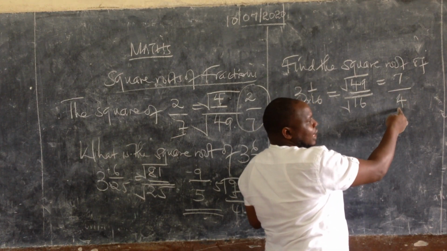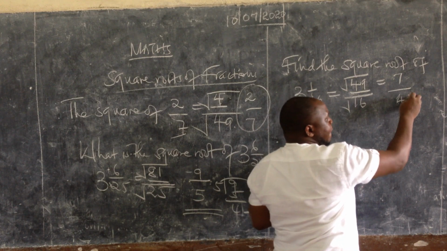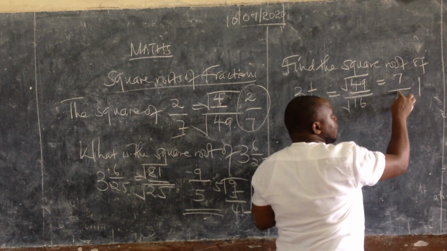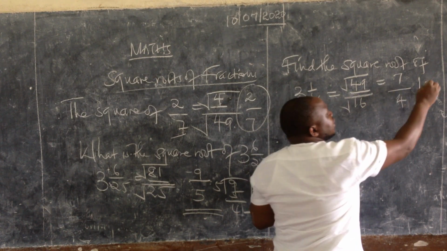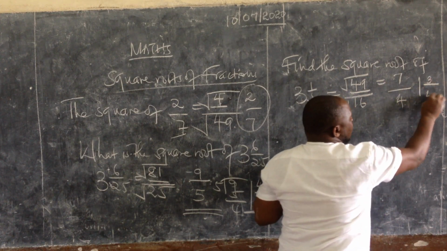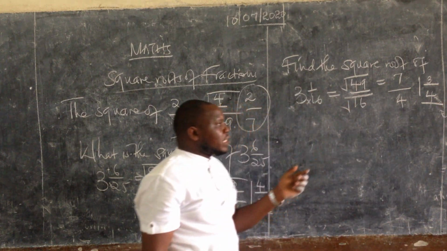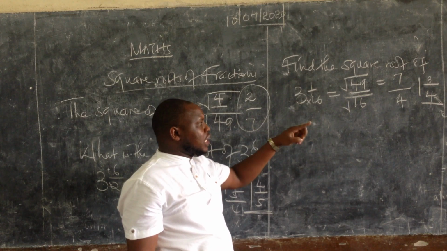But you cannot leave it like this, Lana. We are supposed to divide. So 4 gets into 7 one time, you get 4. So 7 minus 4 is 3. The remainder is 3 over 4. Now I'm doing that because I understand that you know how to get the square root.